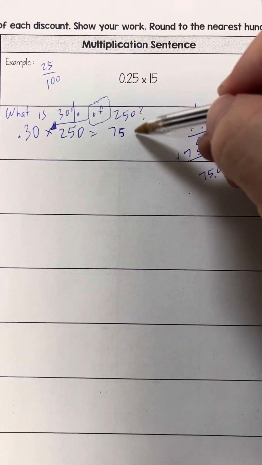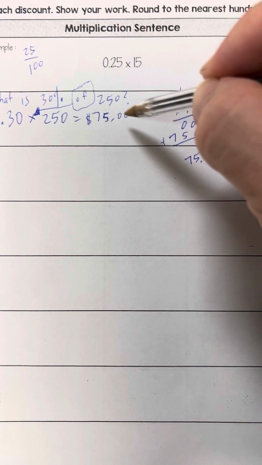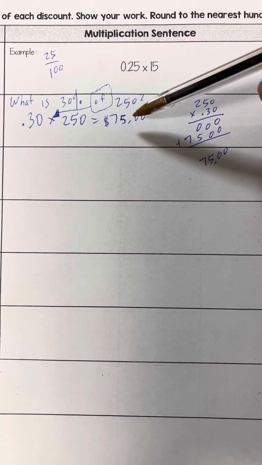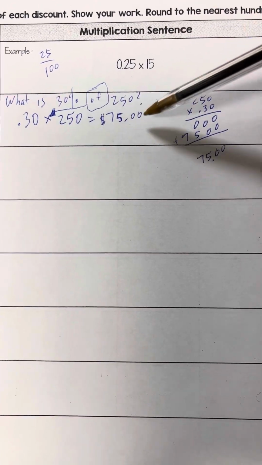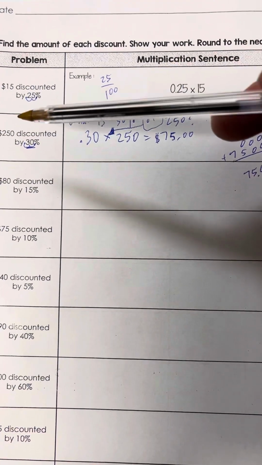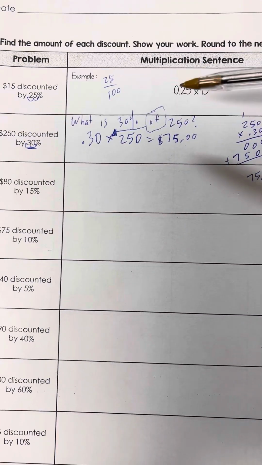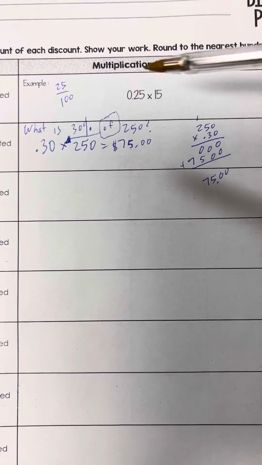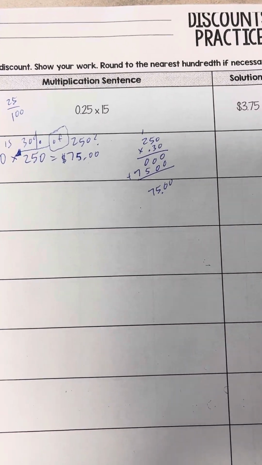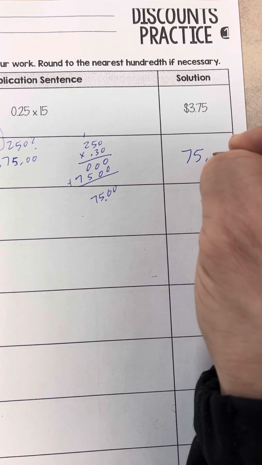Now, this is the amount that they're taking off of the original price. This is the dollar amount of the discount, all right? This is not what we're paying. We're not going to pay $75 for this $250 item, but they're going to take away $75 from that to give us what we're going to pay. Now we're going to be doing that on the next side. For this worksheet, all you need to figure out is the amount of the discount. In this case, the amount of the discount is $75.